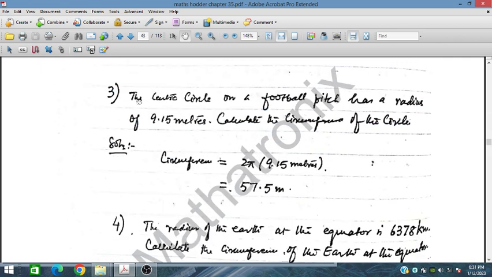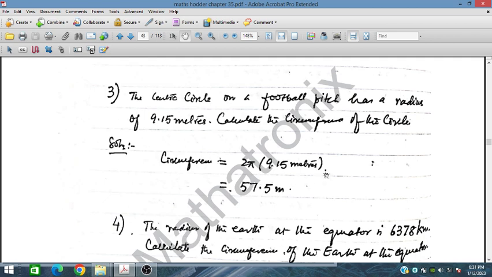So let's go to question number 3. The center circle on a football pitch has a radius of 9.15 meters. Calculate the circumference of the circle. The circumference is given as 2 pi times 9.15 meters. This is the radius, so in place of r we write this. So 9.15 multiplied by 2 pi is 57.5 meters. Because this is in meters, the circumference is in meters.